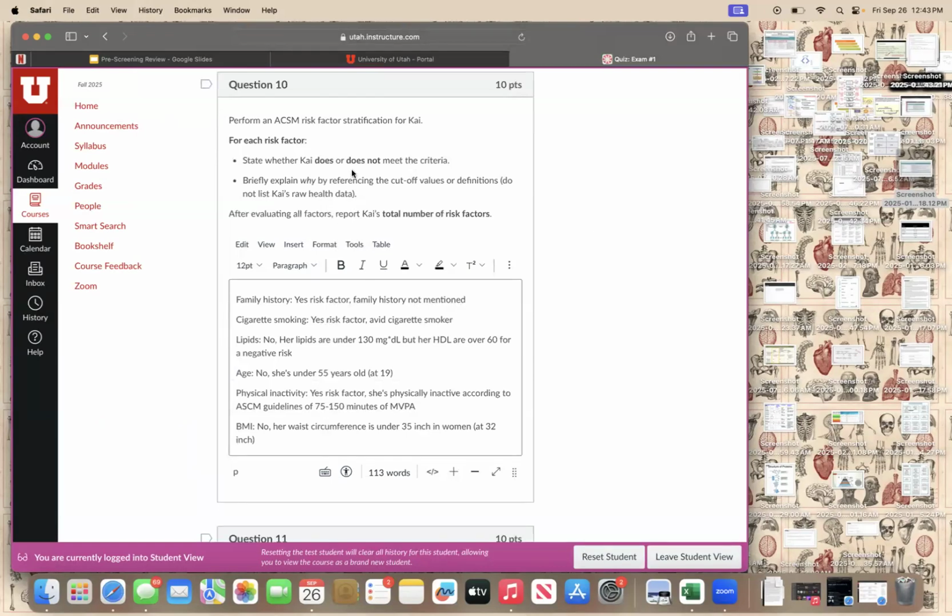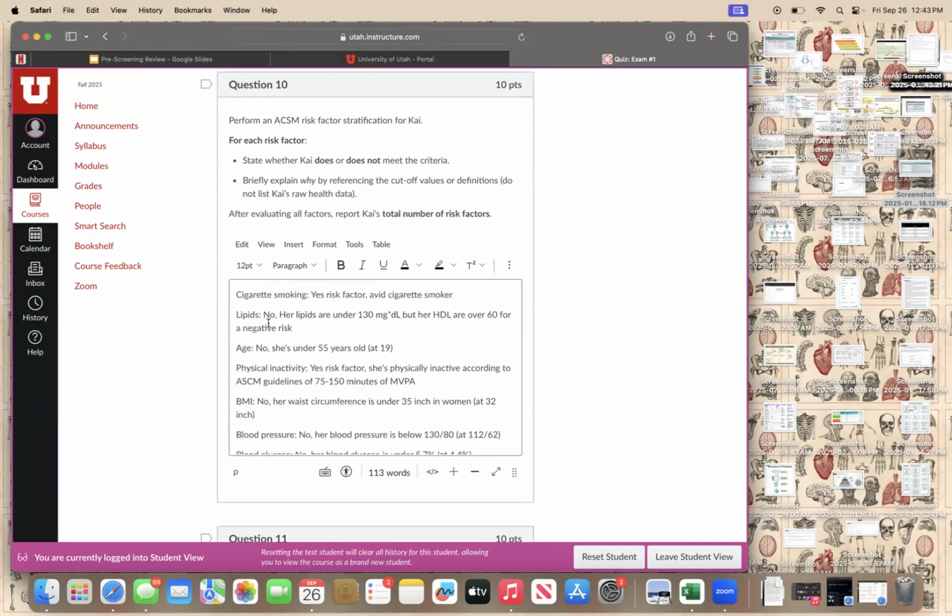And then per her FCLAP BBB stratification, this is what it would look like for her. So family history, yes, it's a risk factor. Family history is not mentioned in her description, so we'd count that as a risk factor. And then cigarette smoking, yes, that's also a risk factor. She's an avid cigarette smoker. And then for her lipids, no, that's not a risk factor for her. Her lipids are under 130, but her HDL is over 60 for a negative risk factor.